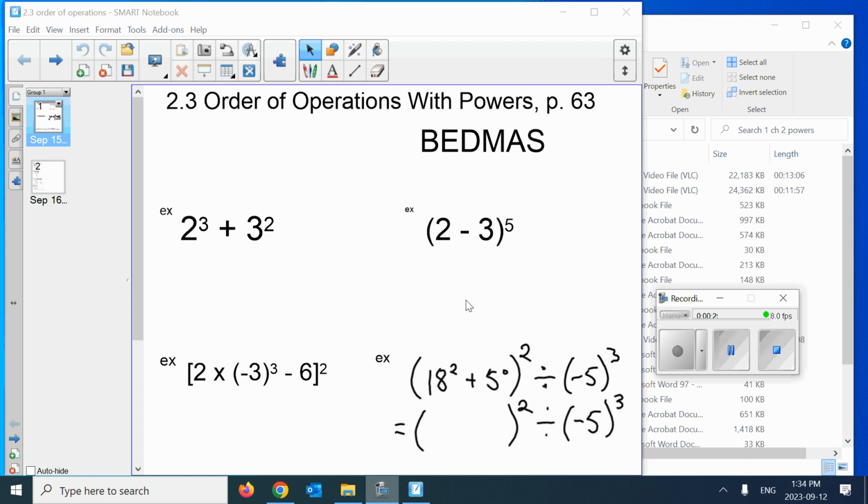Order of operations with powers involved. They're the exponents of the BEDMAS. You guys have used the term BEDMAS before? Some parentheses, BEDMAS, PEMDAS, same thing. Anyways, you can switch the D and the M.